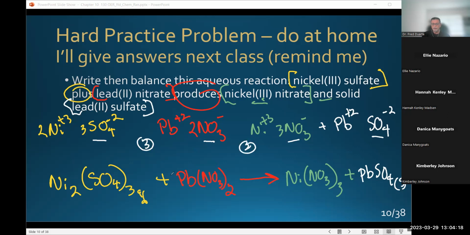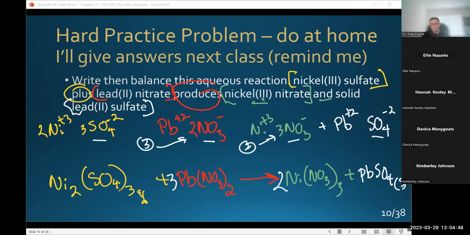So I can put a 3 in front of lead nitrate and a 2 in front of nickel nitrate. And that balances up my nitrates. Okay, I got 6 nitrates and 6 nitrates on both sides. Now that kicks up my nickels and my lead, but let's not worry about that right now. Let's go look at the sulfates.